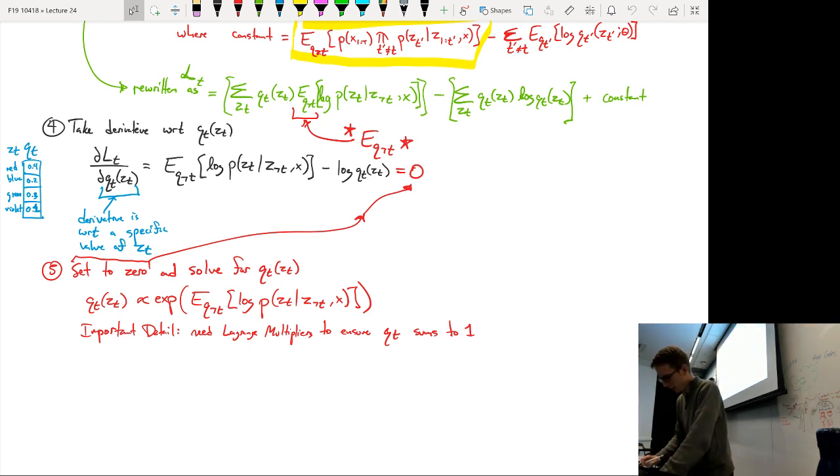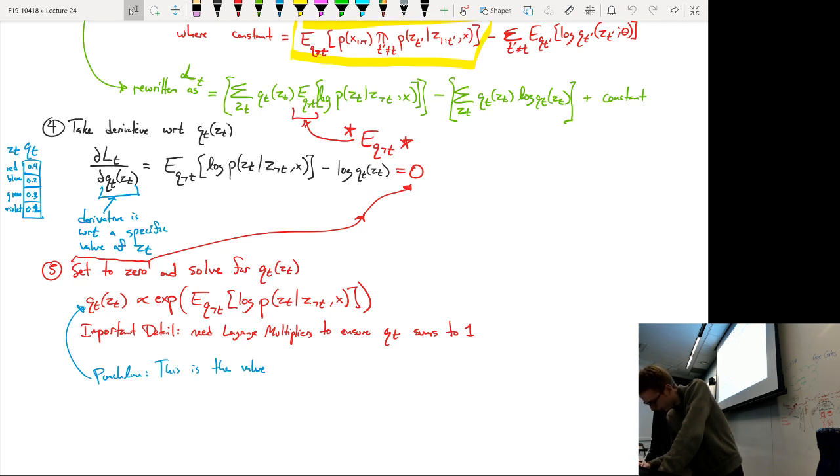So this is the punchline: our punchline here is that this is the value of Qt(zt) that maximizes the ELBO.